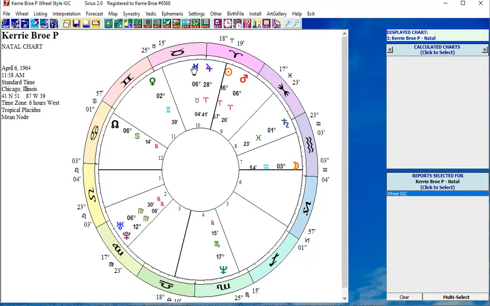Conjunctions are by far most powerful, but I can also look around to see if it's making any more aspects to things and just note that. All right, so that is that. Let me just go back to the ephemeris and we'll wrap it up for today.